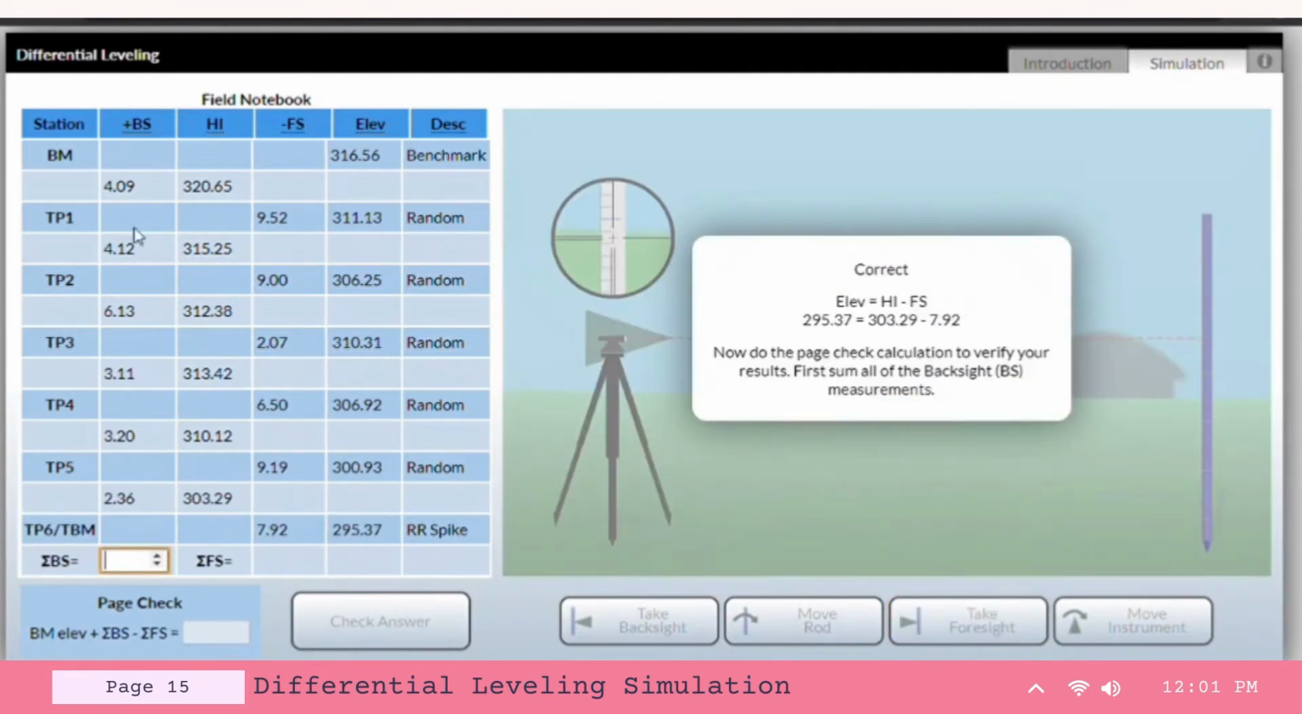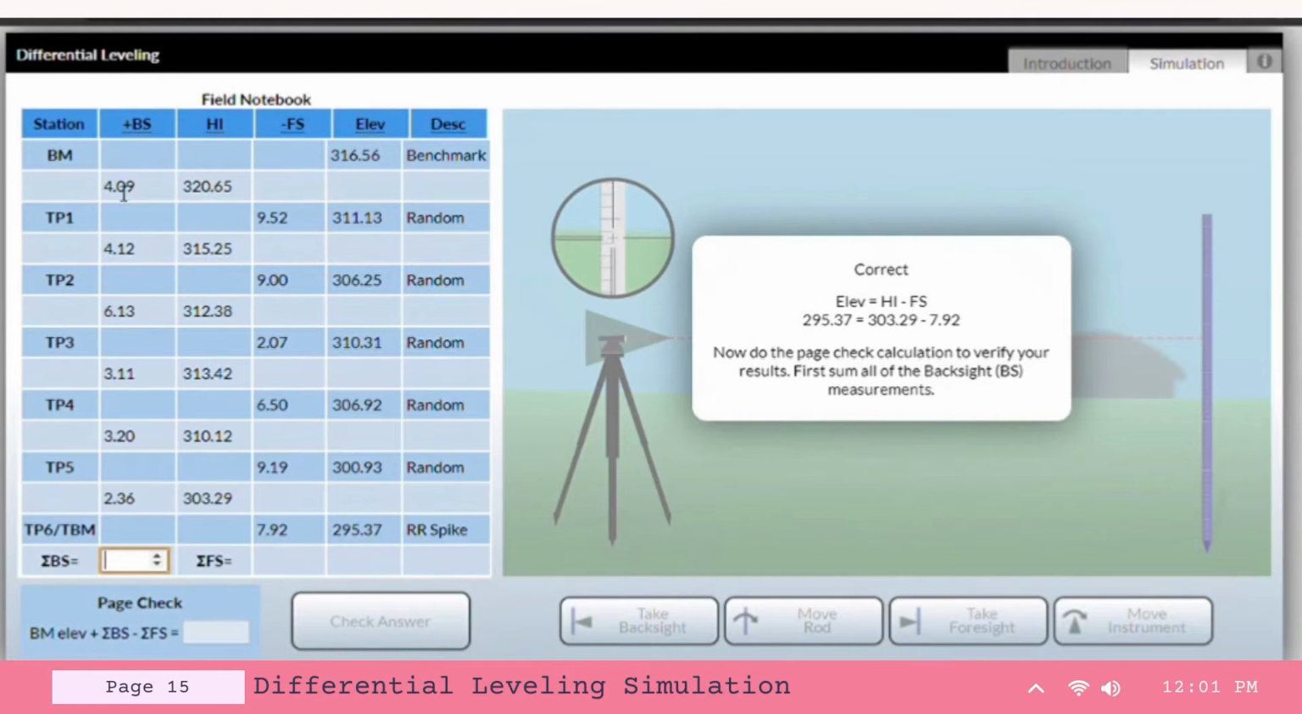Now we have to sum up all of these backsight readings as well as all of the foresight readings. If you were familiar with this equation, I discussed this earlier on the previous slide. So we are expecting to have an answer that is similar to the last benchmark or the turning point 6 or TBM.